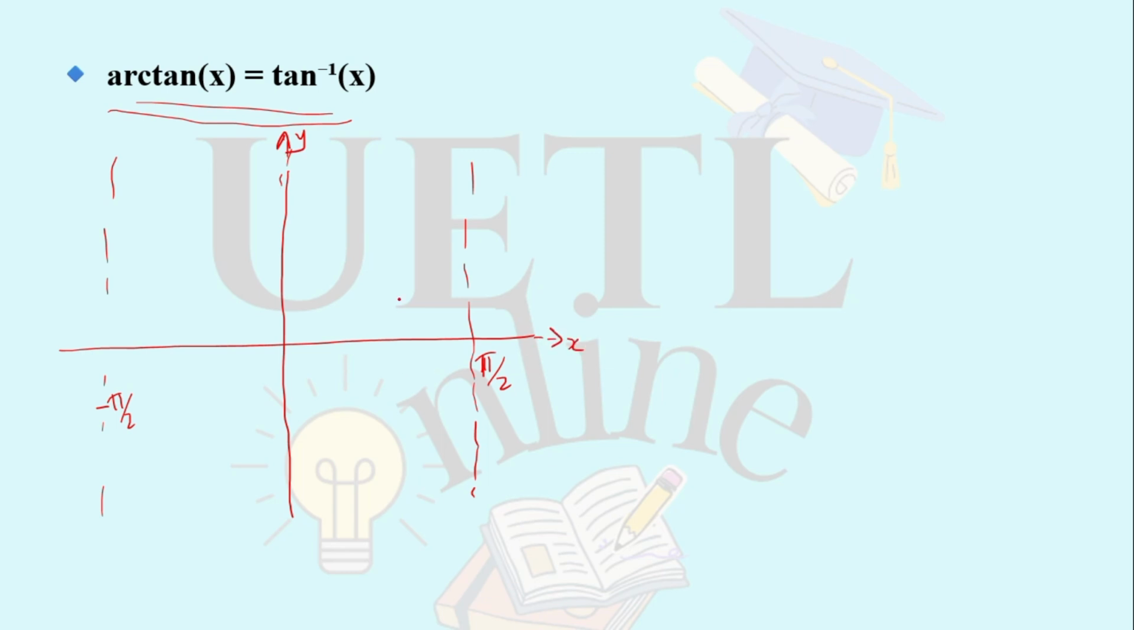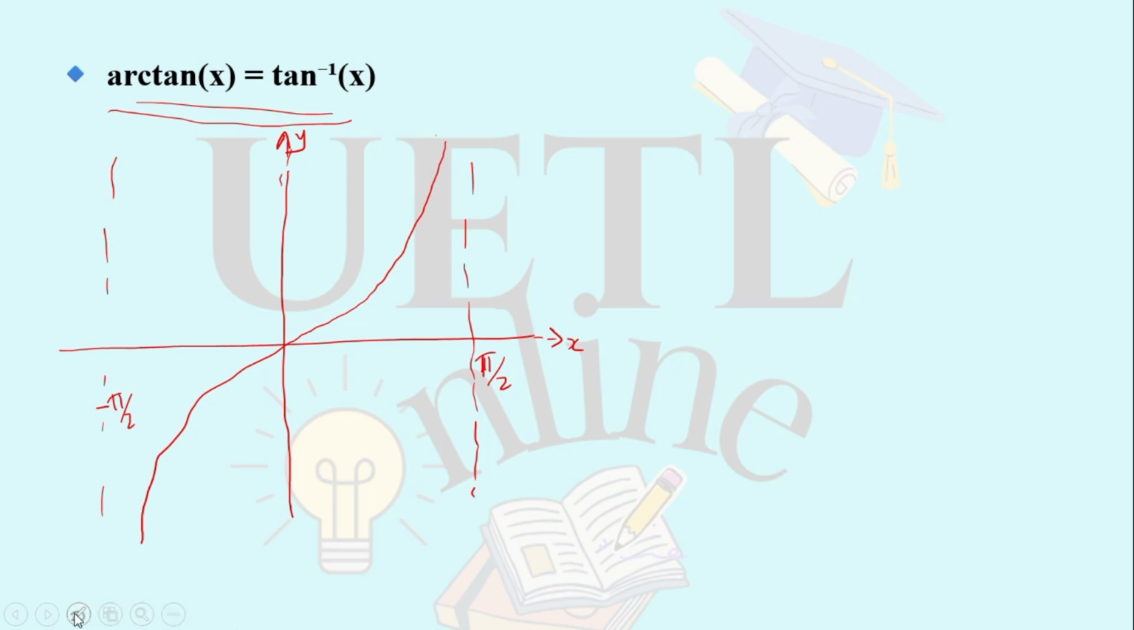Now let's see how we draw this graph. The graph of tan goes like this. There is an asymptote line here, so it's going to be approaching like this. Then it comes here, and it's going to be approaching like this. Now we are going to draw the graph of arctan.